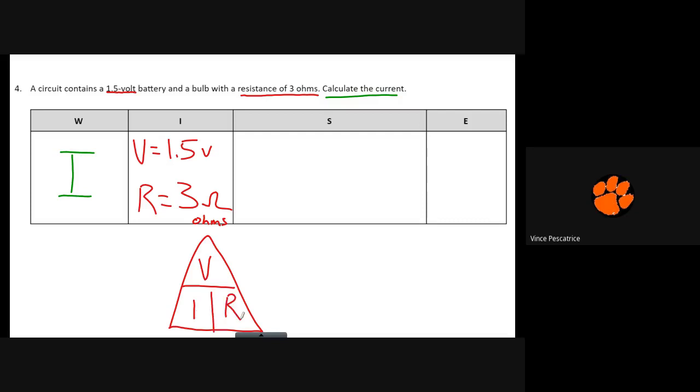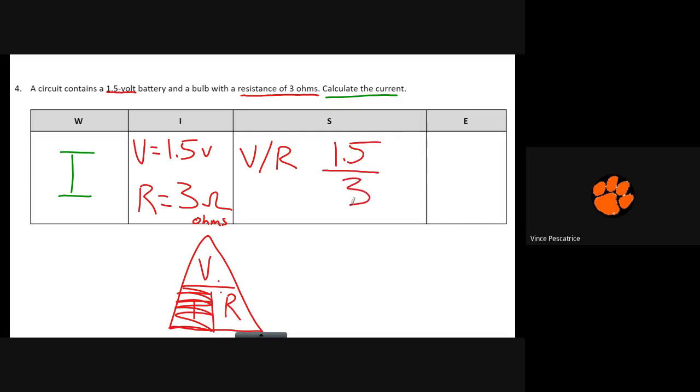All right, so if I'm looking for I, I'm going to cover that up. And that leaves me V divided by R. So V slash R. All right, and what I'm going to do is I'm going to put in the numbers for the matching letters, just like last time. So V is 1.5, so 1.5 divided by 3.